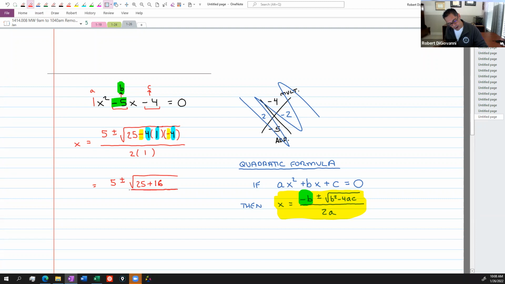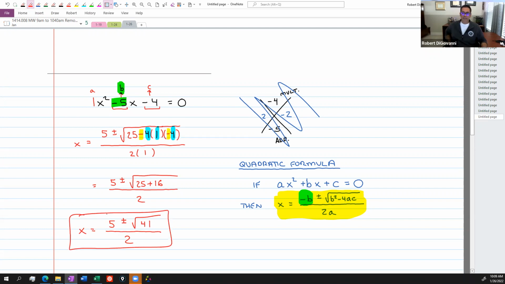And then I divide that by 2. So I get 5 plus or minus the square root. I have to add 25 and 16 together. That's 41. And divide that by 2. These are my 2 solutions. Okay. I could get on my calculator and get decimal answers. The important part of what I just did is to remind you that when you have a quadratic equation that you cannot factor, we have the quadratic formula.